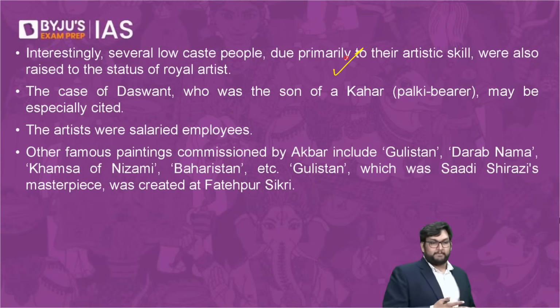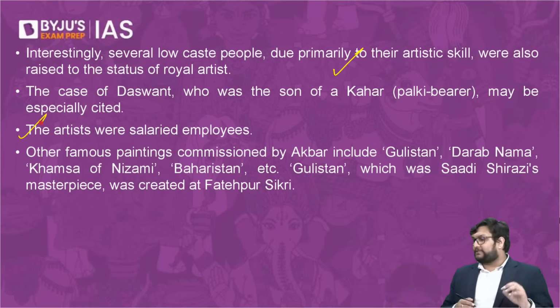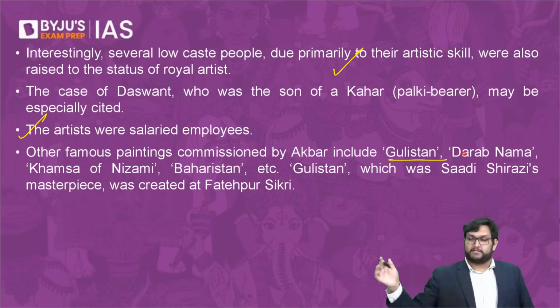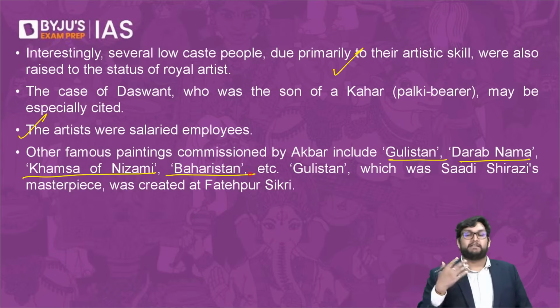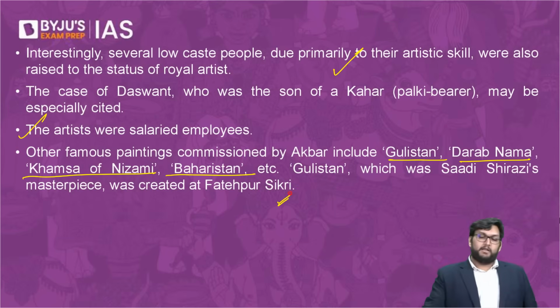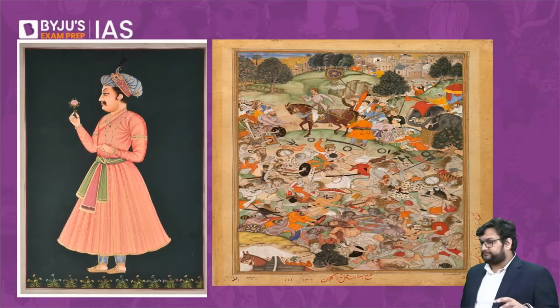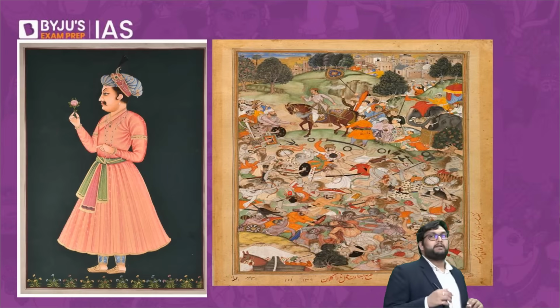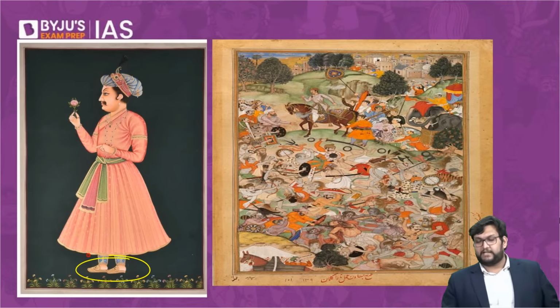This one being an example, salaried. And other than Akbar, and this has come in the examination, other than Tutinama and Hamzanama, he was the one who also got Gulistan represented, the Darabnama, the Khamza-i-Nizami, the Baristan, and one of the most celebrated of all were produced at Fatehpur Sikri. So Akbar, in these two images, can be properly summarized. Akbar, the feet itself tell you that 3Dness is missing.